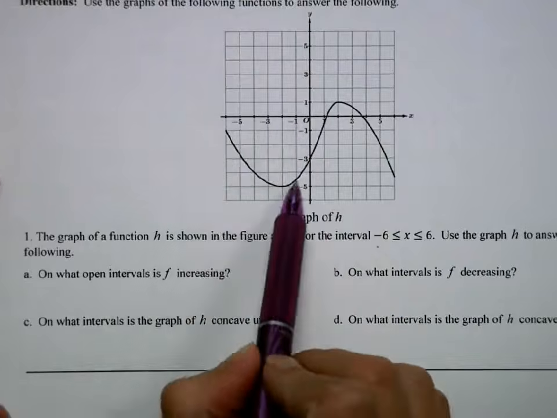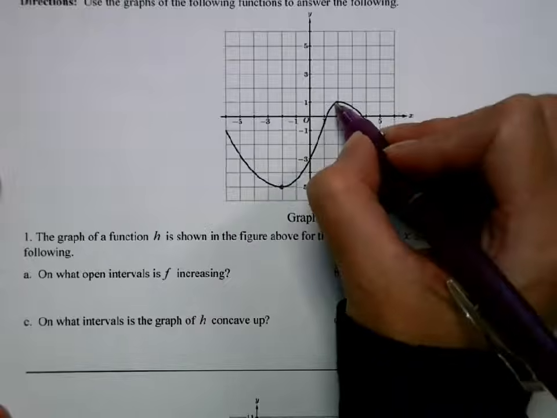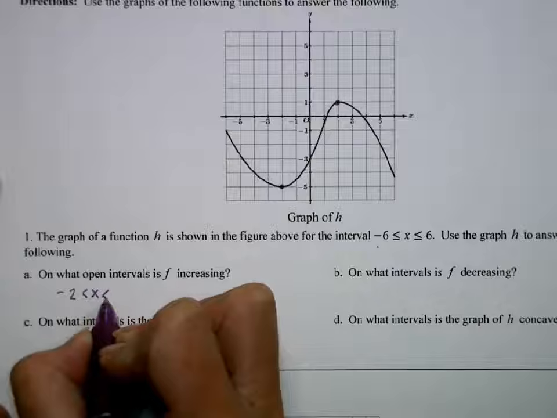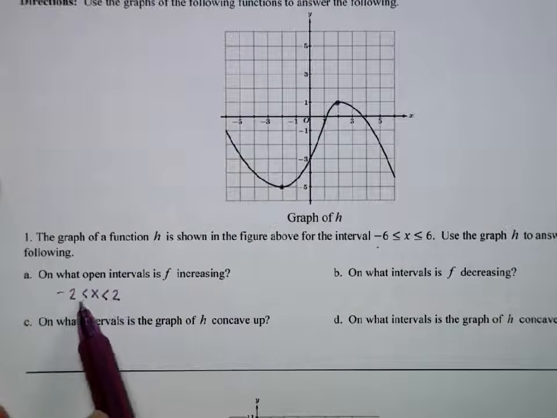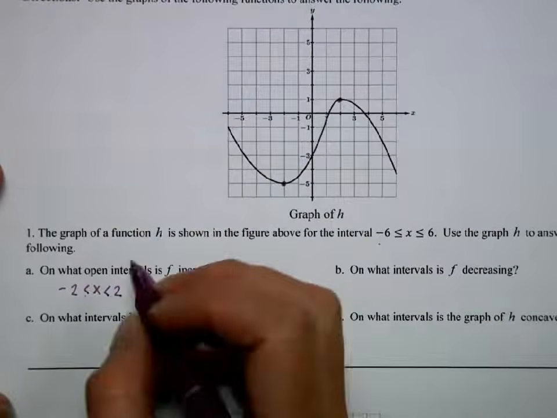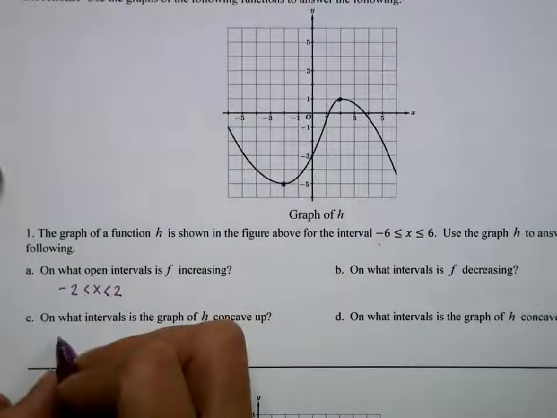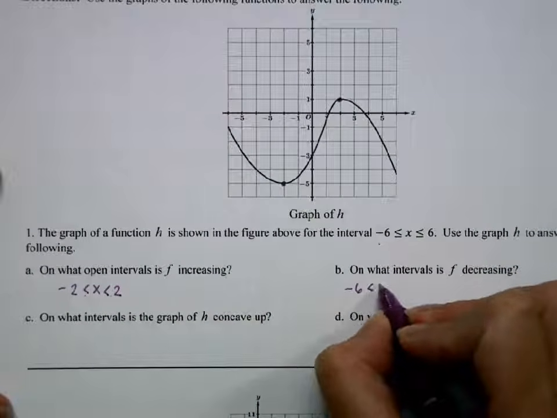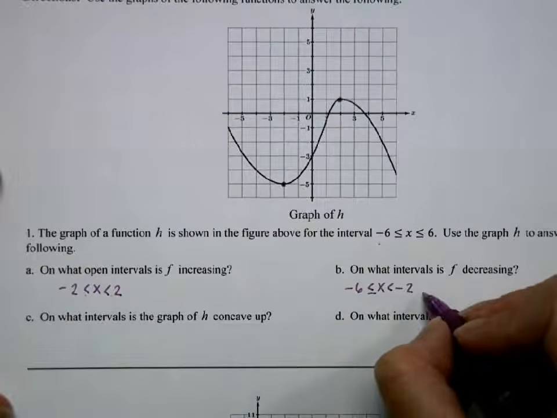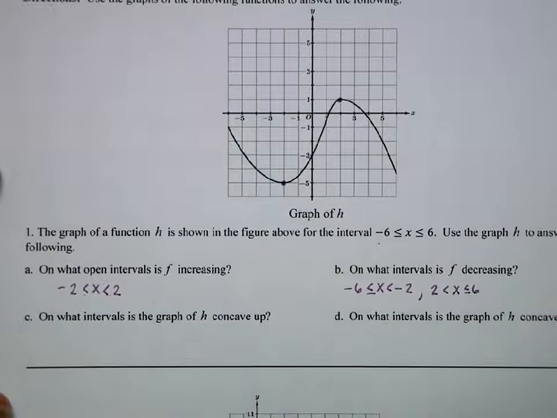So our graph is going down, then up, then down. So it's increasing from here to here. So -2 is less than x is less than 2. These can be inclusive or non-inclusive. Both would be acceptable. It's decreasing from here to here and here to here. So from -6, because I would include that one, to -2, and from 2 to 6.